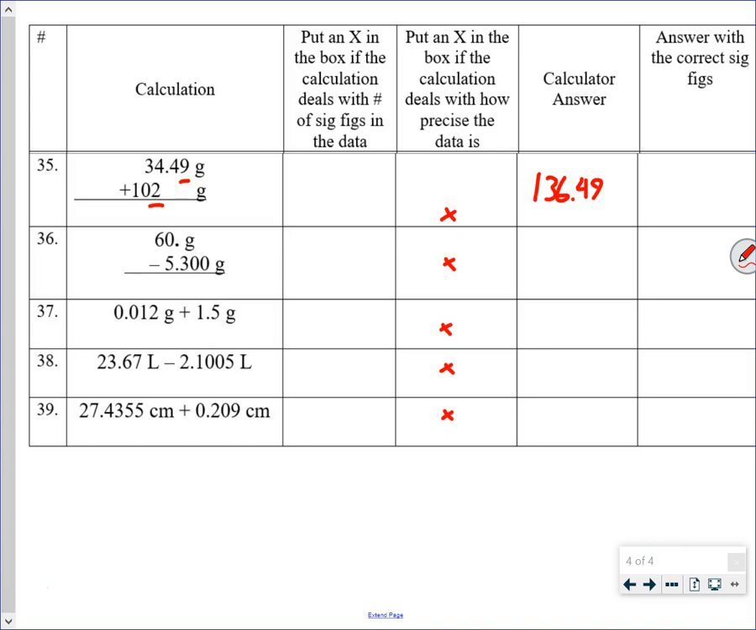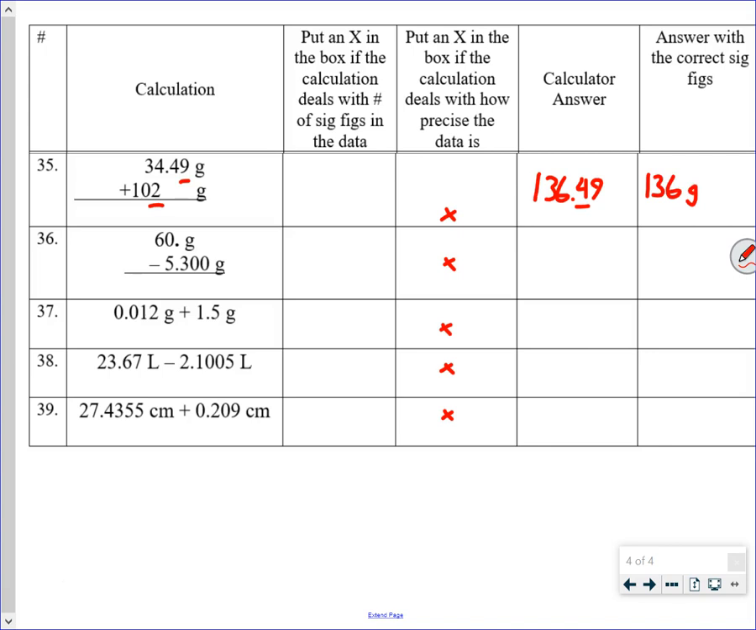So if we go back to our calculator answer, we would have to round that to the ones place. So I look at the value past that, the 4. That's less than 5. It's going to get rounded off. So I end up with 136 grams as my final answer.